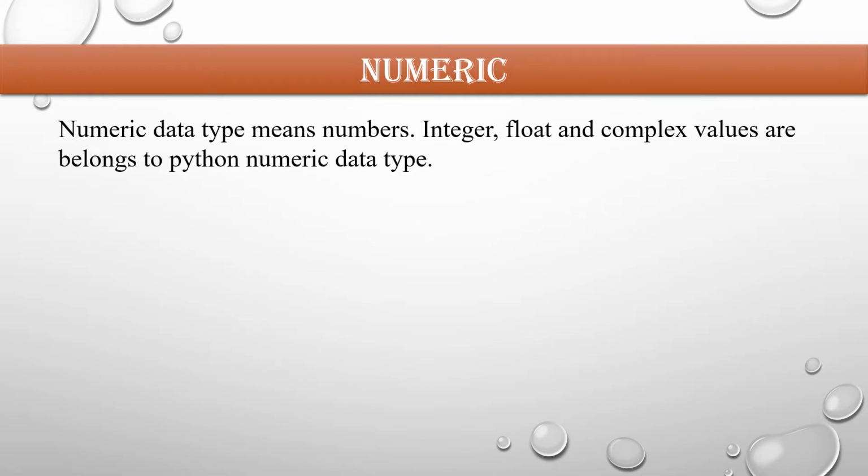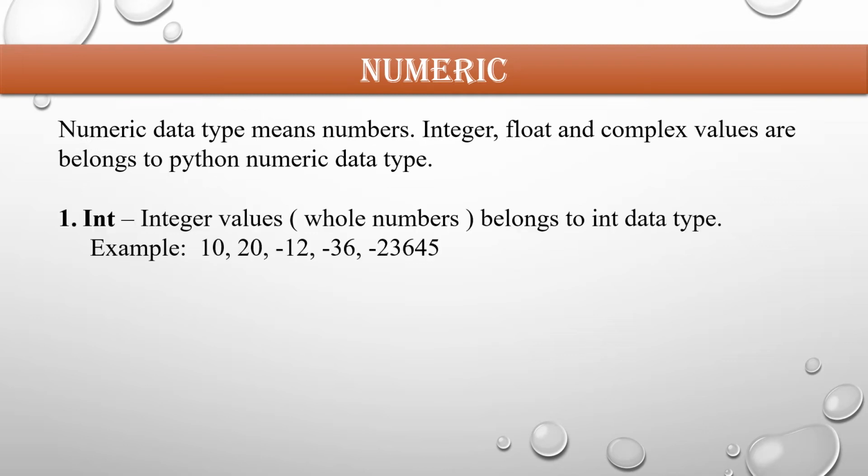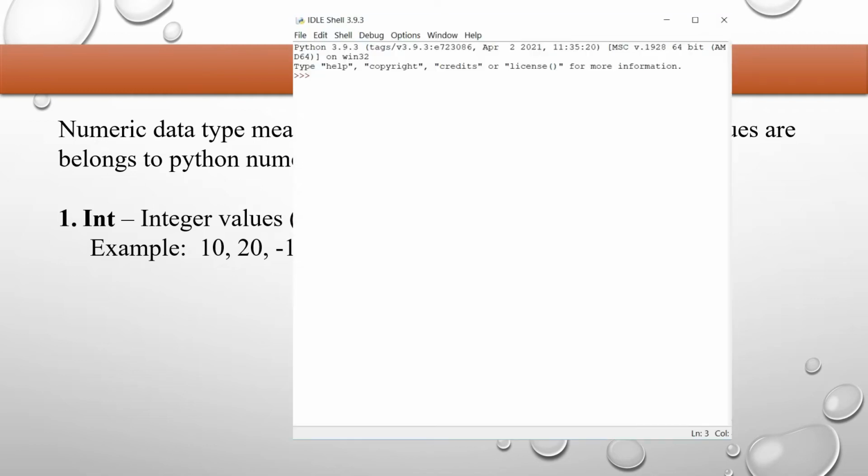First, we will discuss the numeric data type. Numeric data type means numbers: integer, float, and complex values belong to the Python numeric data type. Int: integer values, meaning whole numbers, belong to the int data type. For example, 10, 20, -12, -36, etc. All of these come under integer data type values. If we take a = 10, then print(type(a)), we'll get the result that 10 is an integer type value.